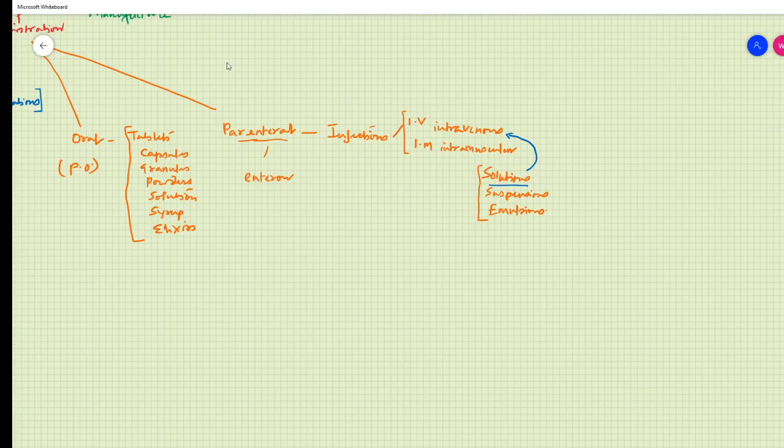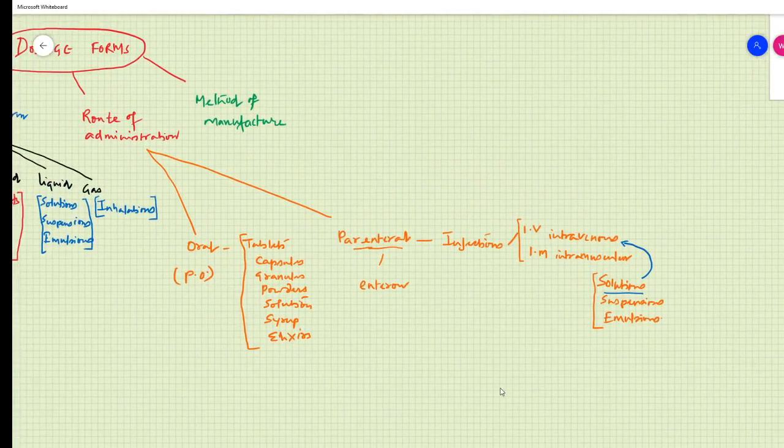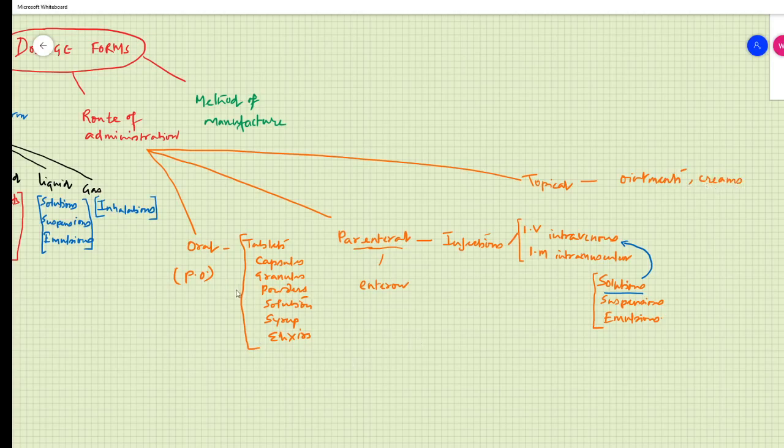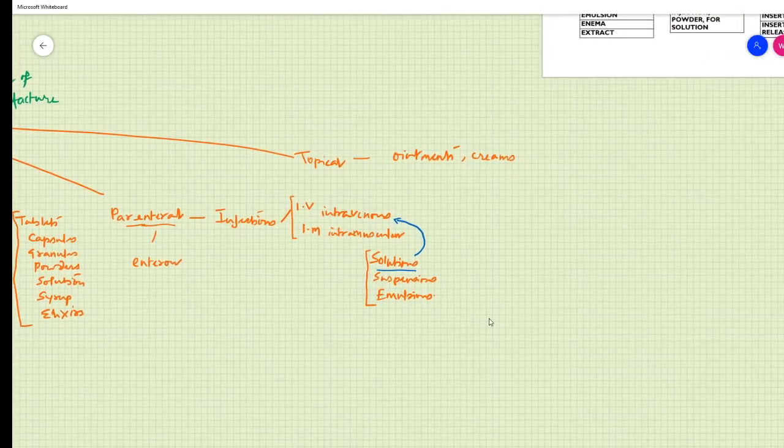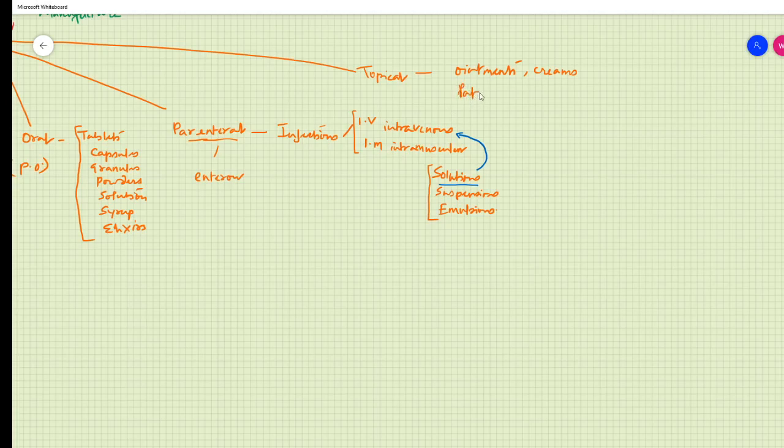Then let's look at some topical dosage forms. So, what are topical? Topical dosage forms, meaning they are administered locally to the skin for a local action or for systemic action. So, topical could be ointments, they could be creams, they could be pastes. Could be lotions, gels, or solutions.